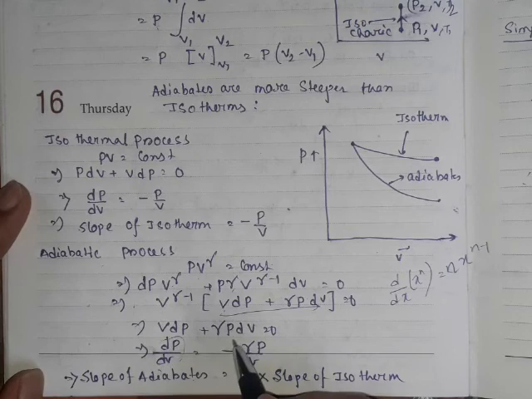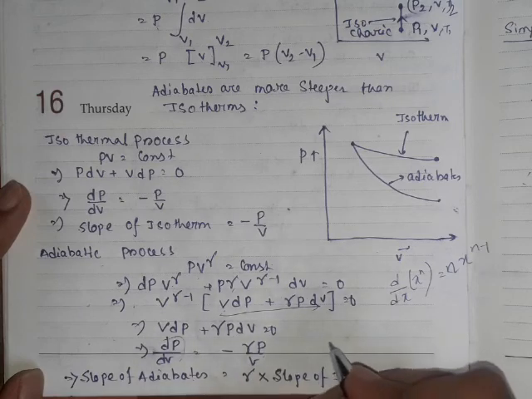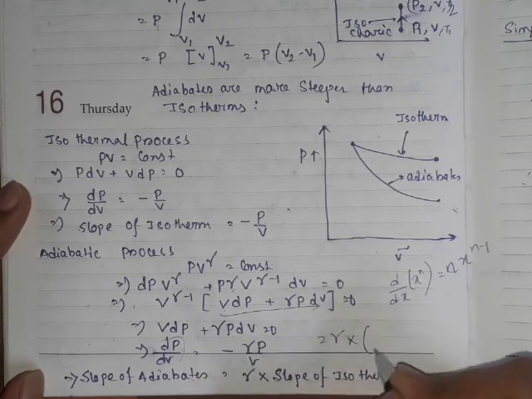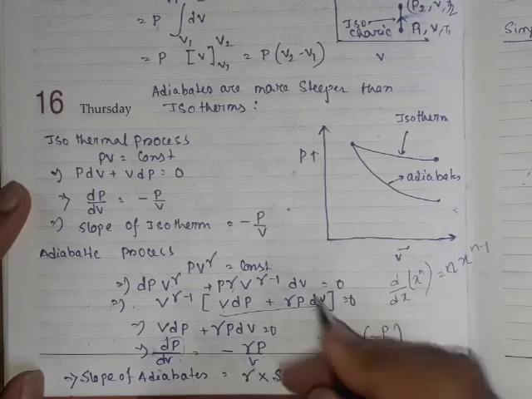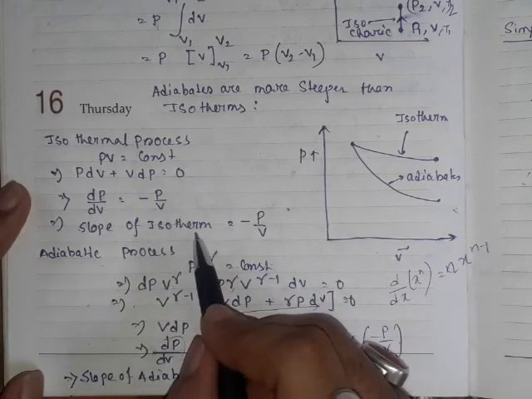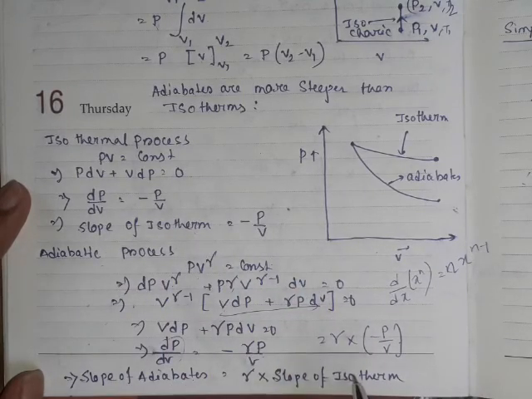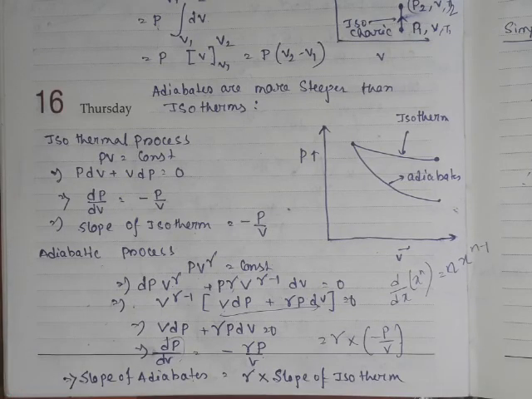The slope of the adiabat is gamma times minus P by V, and as you can see, minus P by V is the slope of the isotherm, so the adiabat slope is gamma multiplied by the slope of the isotherm. So that means adiabats are steeper than any isotherm.